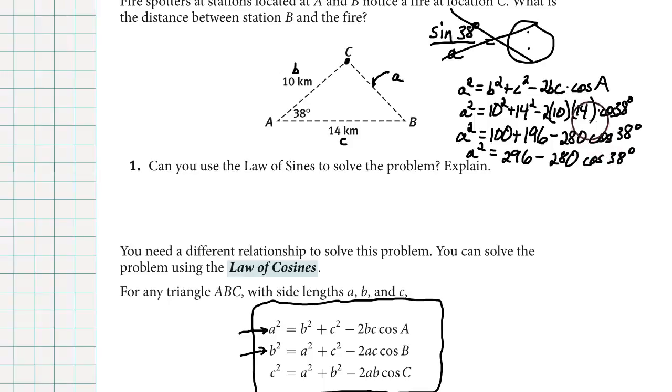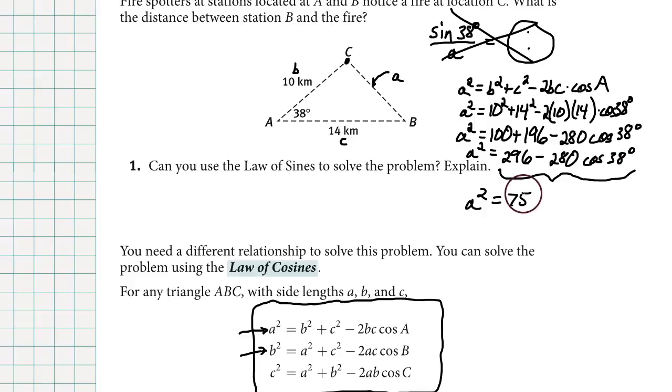Regardless of how much of this work you choose to do by hand, at some point you're going to get to where it's time to type it on the calculator. So please take your calculator and type this in exactly as you see it. 296 subtract 280 times cosine 38 and push enter when you get to the very end of that.